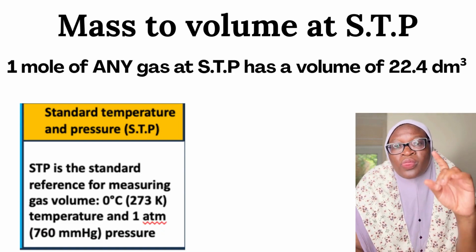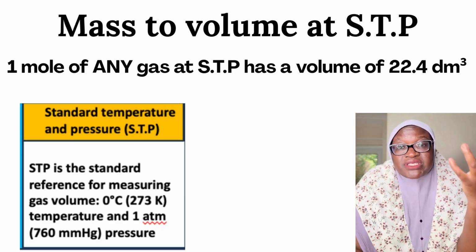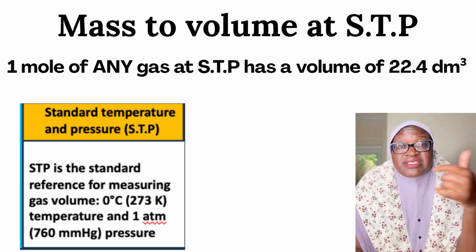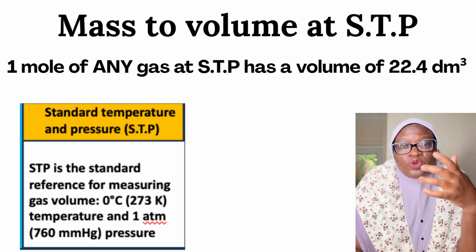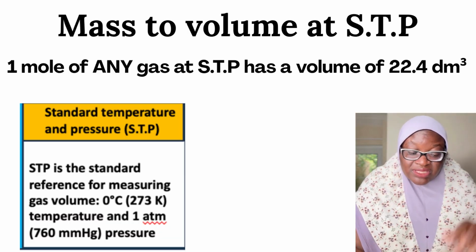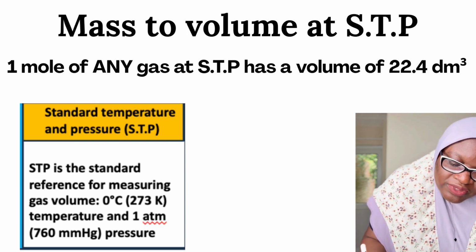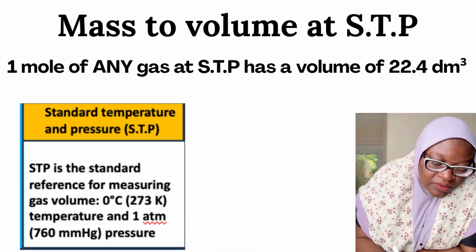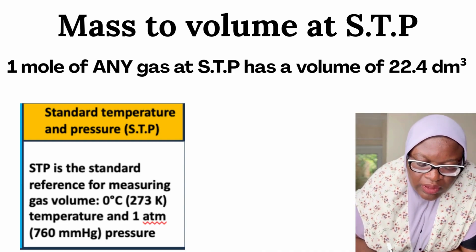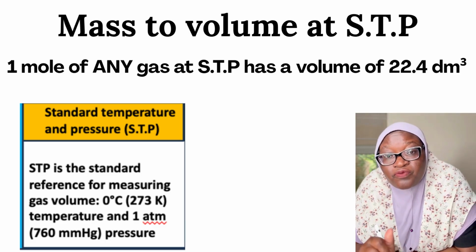Bear in mind though, when you're working with volumes in chemistry generally, check for this caveat: if it has STP, that is, if there is standard temperature and pressure. At STP, 1 mole of any gas will occupy 22.4 dm cube of volume. This is such an important caveat to add, that this only applies at STP. Only use this formula at STP.